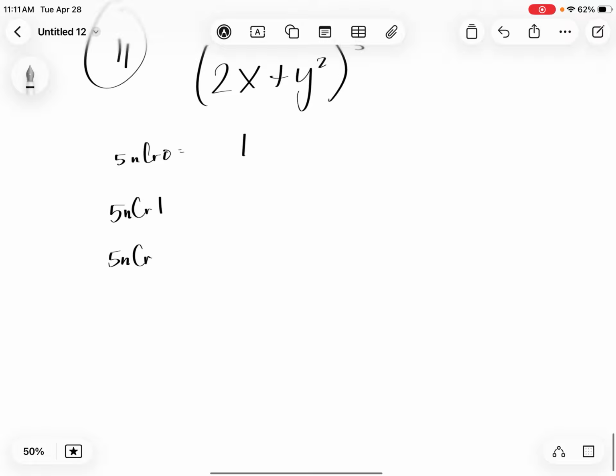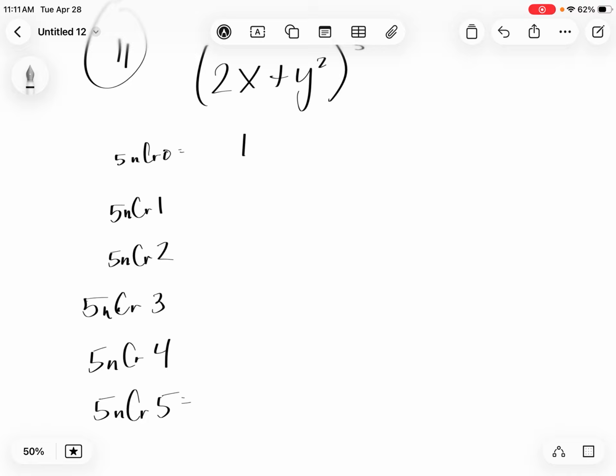I'm just going to write all these out. 5 nCr 4 and 5 nCr 5. That would match this one. 5 nCr 1 is 5, so that's 5. And 5 nCr 2 is 10, and so is this one.